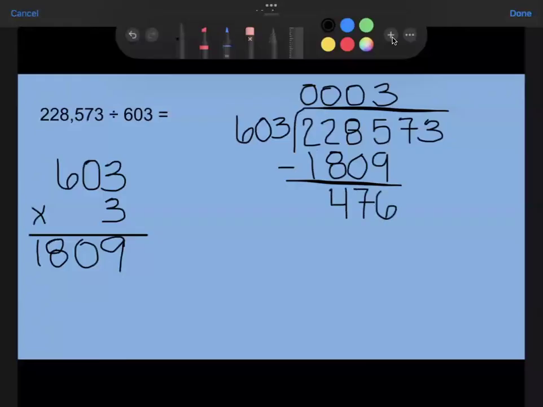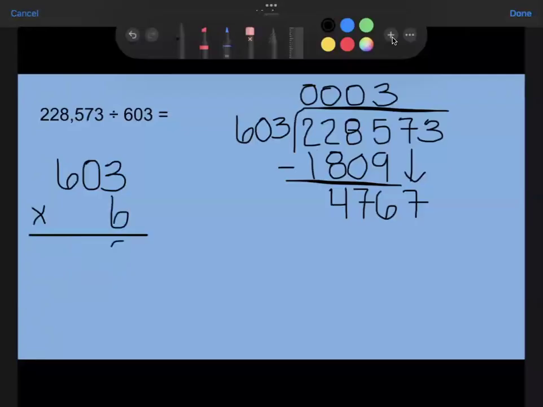So like we've talked about previously in this video and in a previous video, we know that if the number we get when we subtract these two numbers is smaller than the number we're dividing by, then we are on the right track. Okay, so let's bring down the 7. Now we need to figure out how many times 603 fits into 4,767. So we know 3 times is about 1,800. Let's double that. Let's see what 6 times would get us.